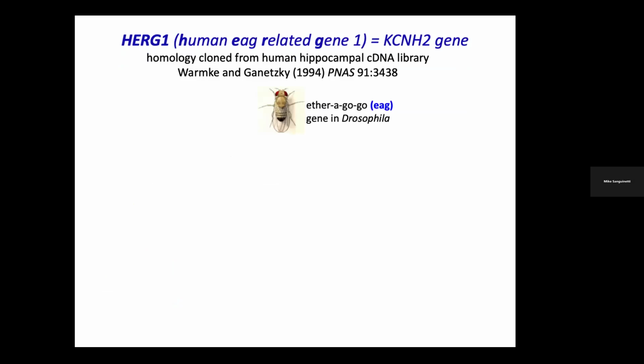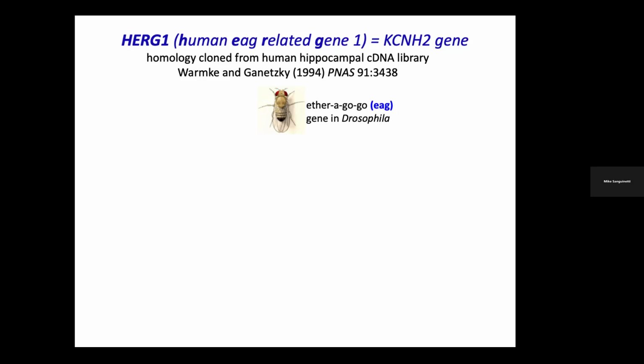So HERG, which has a crazy name, it's human EAG related gene 1. Now it's called KCNH2, a much nicer name. It was named because of a mutation found in Drosophila called ether a go-go. So when you add ether to a jar holding some Drosophila flies who have a certain kind of mutation, it turns out a mutation in the EAG gene, they go crazy, look like a dancer, so they call it ether a go-go.